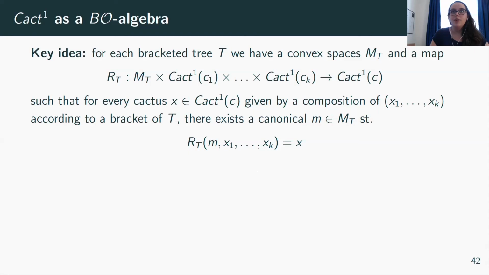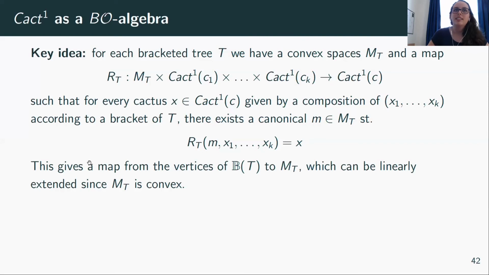Now, if you have a canonical M for every such bracket, in particular, you can map the vertices of our polytope to this M. So if I have a given bracket on a T with, let's say, all the weights equal to 1, then if I map this specific bracket of the T to M, I get a map of this sort. And even further, since M is a convex space, then we just get a map from BT to the entire of MT.